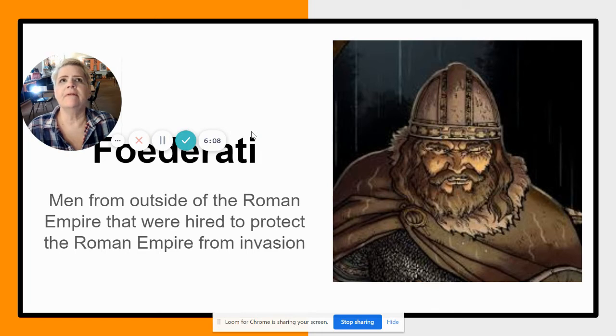And so people eventually had to start hiring men to protect the empire. The Foederati was a group of men that were not even a part of the Roman Empire, that were hired to protect the Roman Empire.